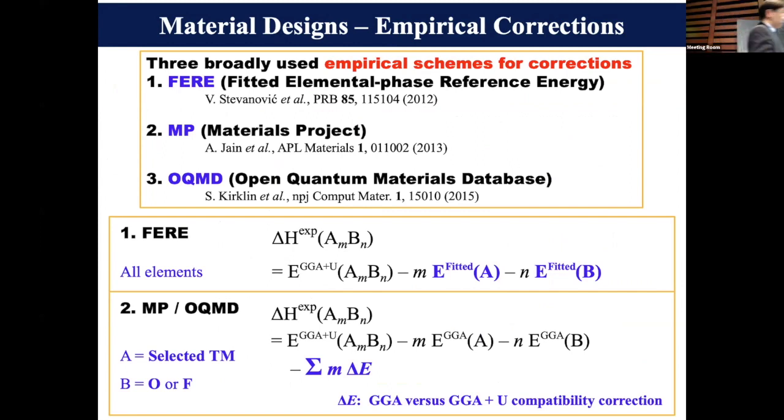So FERE and Materials Project have a common point. The common point is that the total energies are computed within the GGA plus U method. You know GGA underestimates the correlation, so GGA plus U improves some significant errors with empirical correction. The basic idea is that GGA plus U is used, and some empirical correction gives the best agreement between the experimental and the computational one.